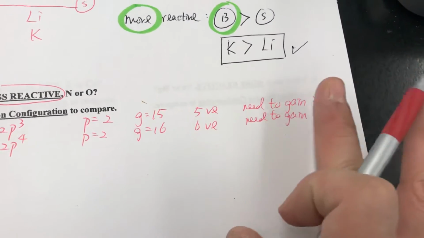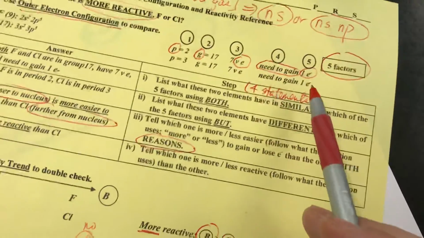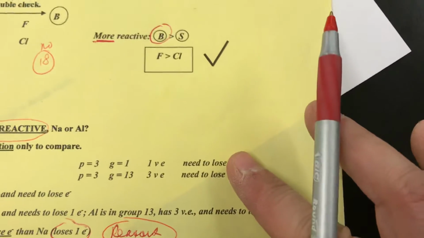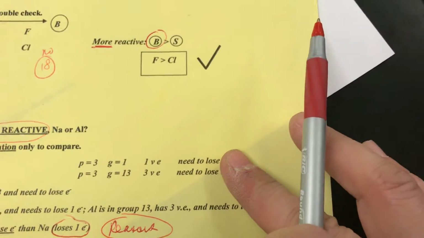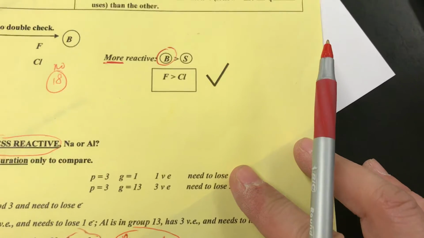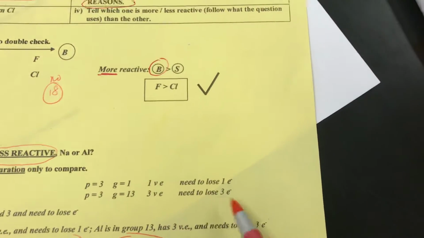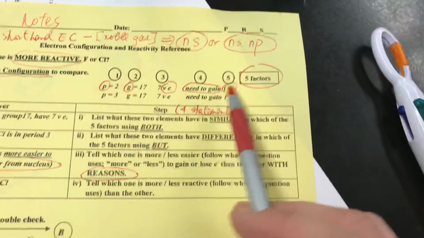I say they both need to gain electron because gain and electron are two separate factors. If you look up here, gain and electron are two separate factors. They can both gain the same thing. They can both need to lose. They can both need to gain. But the electron could be different. So factor 4 and factor 5 are two separate things.